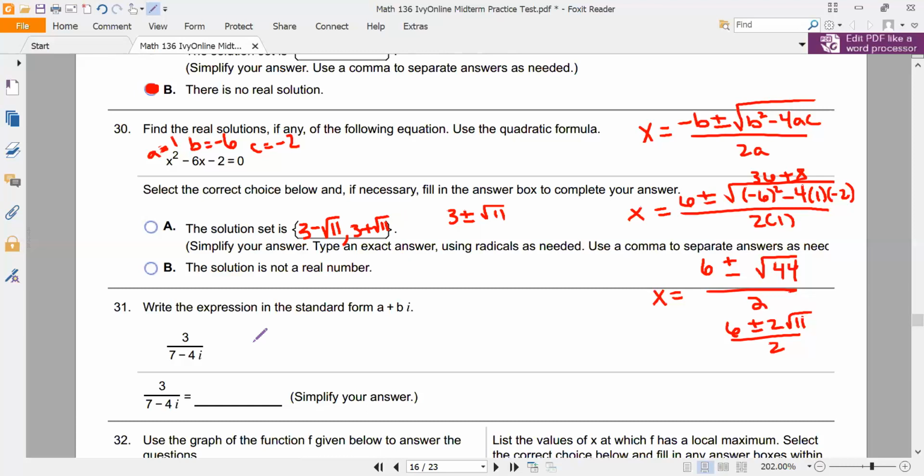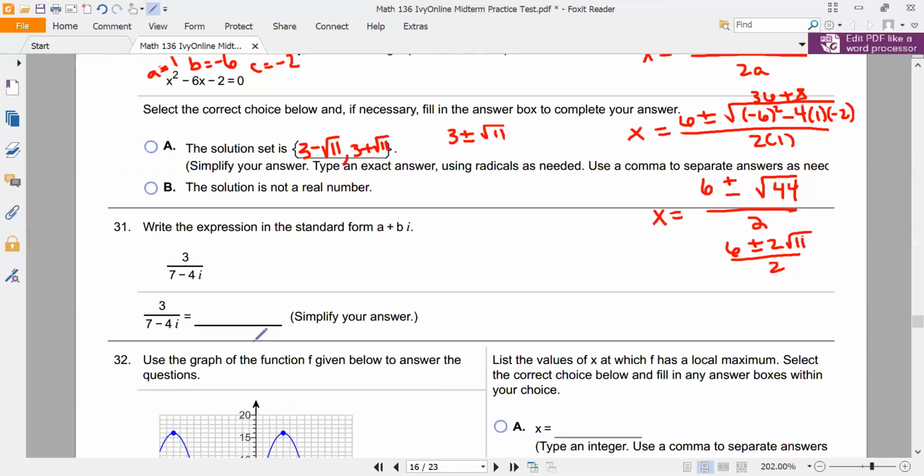Okay, almost finished. So number 31 is write this in standard a plus bi form, but you have an i in your denominator, which is just like having a radical down there because that's what i stands for, the square root of negative 1. So to get rid of that, you use the conjugate. Now the conjugate is the same exact binomial, but you change the sign in the middle. That will make it FOIL out nicely so that there's no i's left. Whatever you do to the bottom of a fraction or denominator, you have to do to the numerator. So 7 plus 4i gets distributed in both places.